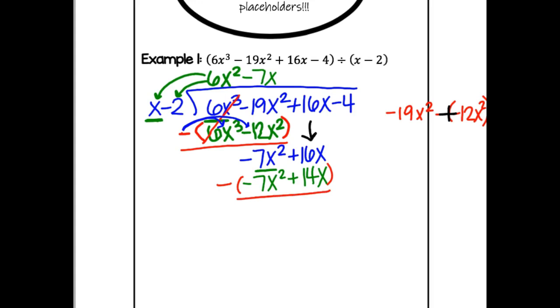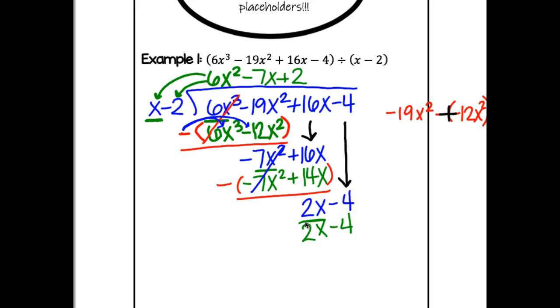-7x squared minus -7x squared, that's really plus, these cancel. 16x minus 14x is 2x. Alright, last step. We now need to know, what do I multiply x by to get 2x, which would be multiplying by a 2. So 2 times x is 2x. 2 times -2 is -4.